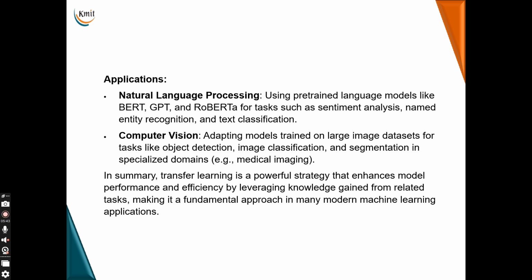So transfer learning is a very powerful strategy which will try to improve the performance measures of a model, and it will take help of the knowledge which it has gained from related tasks, and it becomes the fundamental approach for many of the machine learning applications.